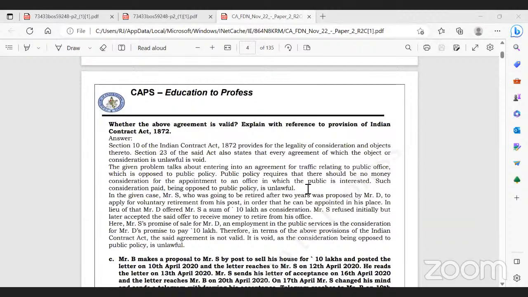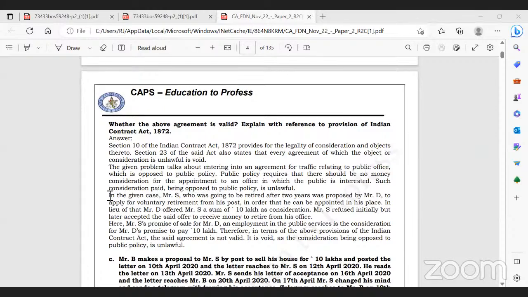See the way they've answered, Viksha? Quickly. Answer. Section 10 of the Indian Contract Act 1872 provides for the legality of consideration and objects thereto. Section 23 of the said Act also states that every agreement of which the object or consideration is unlawful is void. The given problem talks about entering into an agreement for traffic relating to public office, which is opposed to public policy. Public policy requires that there should be no money consideration for the appointment to an office in which the public is interested. Such consideration paid being opposed to public policy is unlawful.